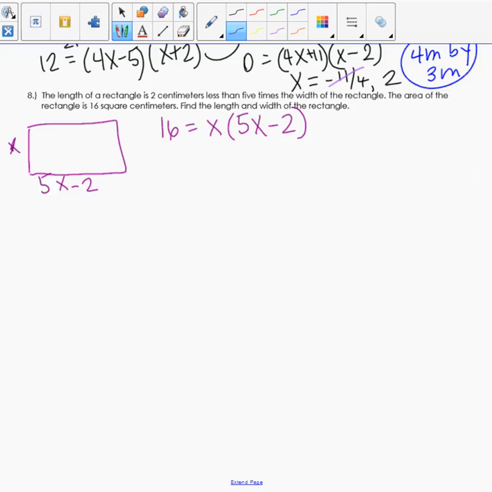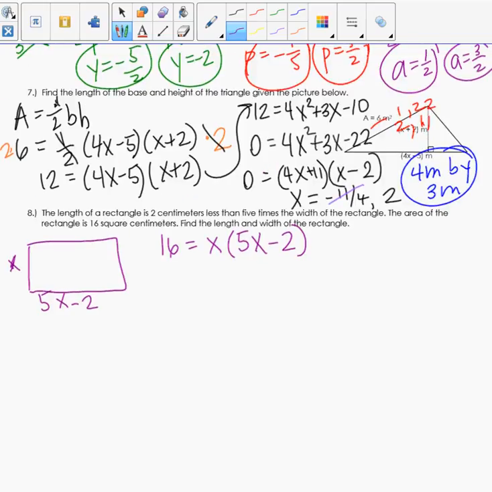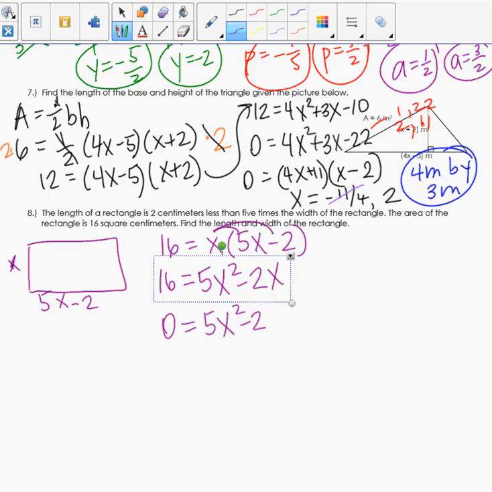Okay, it's the same idea as the one above. I cannot start solving because one side doesn't equal 0. So I'm going to multiply that out and get 16 equals 5x squared minus 2x. And then 0 equals 5x squared minus 2x minus 16 when you bring it over. Now it's set equal to 0, so you can factor what you have there. A is prime, so you have 5x and x. Those are your only options.